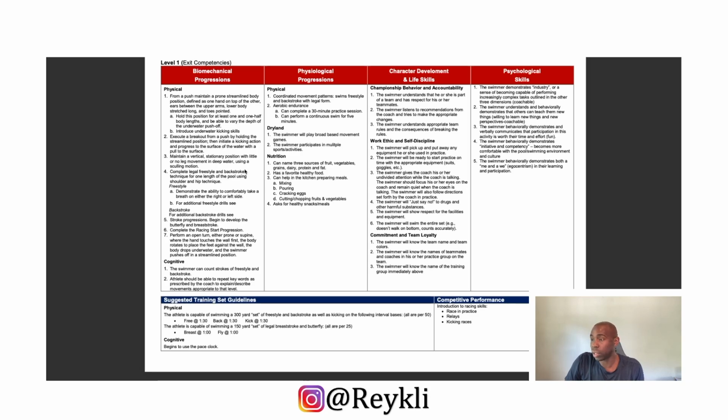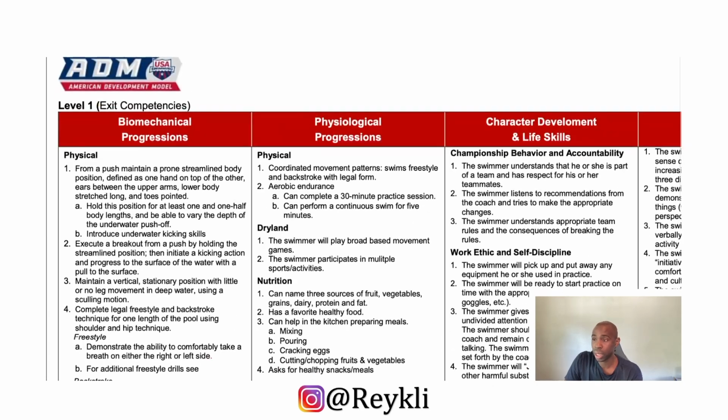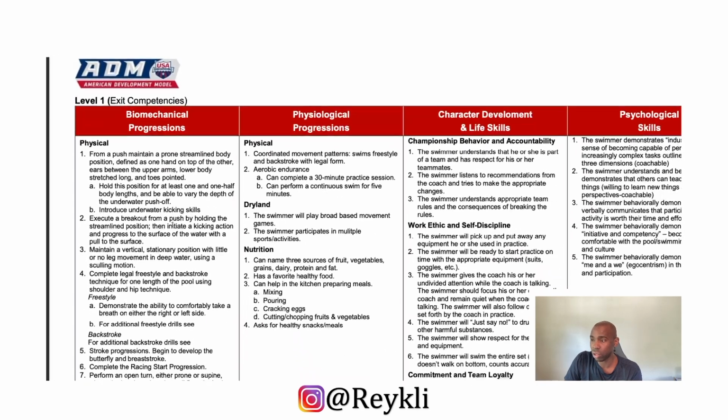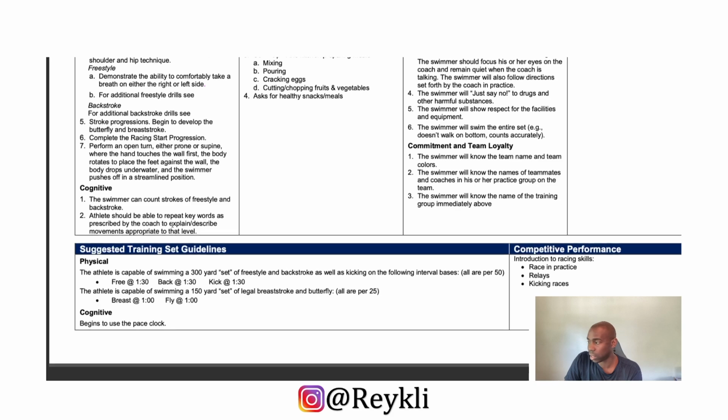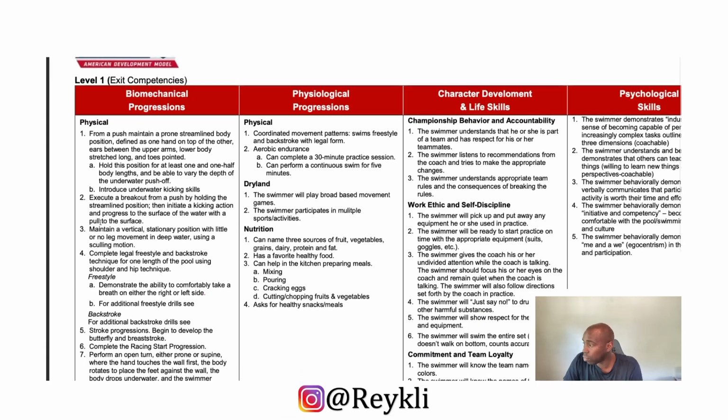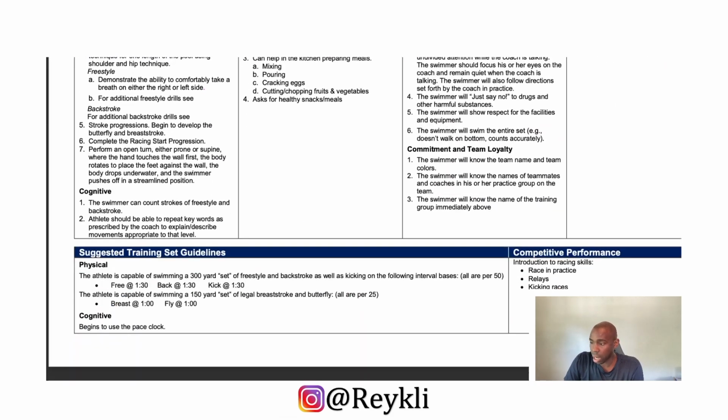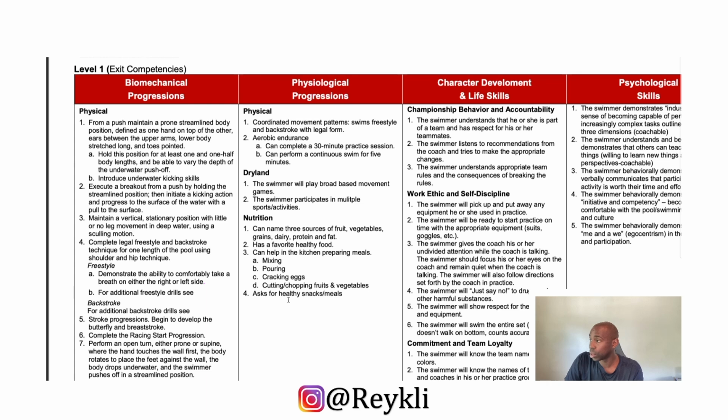All right, so if you can see, this is the American Development Model. I don't know if you can see this up at the top. And they basically tell you everything you should be teaching your kids, right? So this is, I believe, level 1, a 300-yard set, freestyle and backstroke. So these are your beginners. Right now, coincidentally, this coincides almost exactly with the Canadian development model, which we're also going to look at.